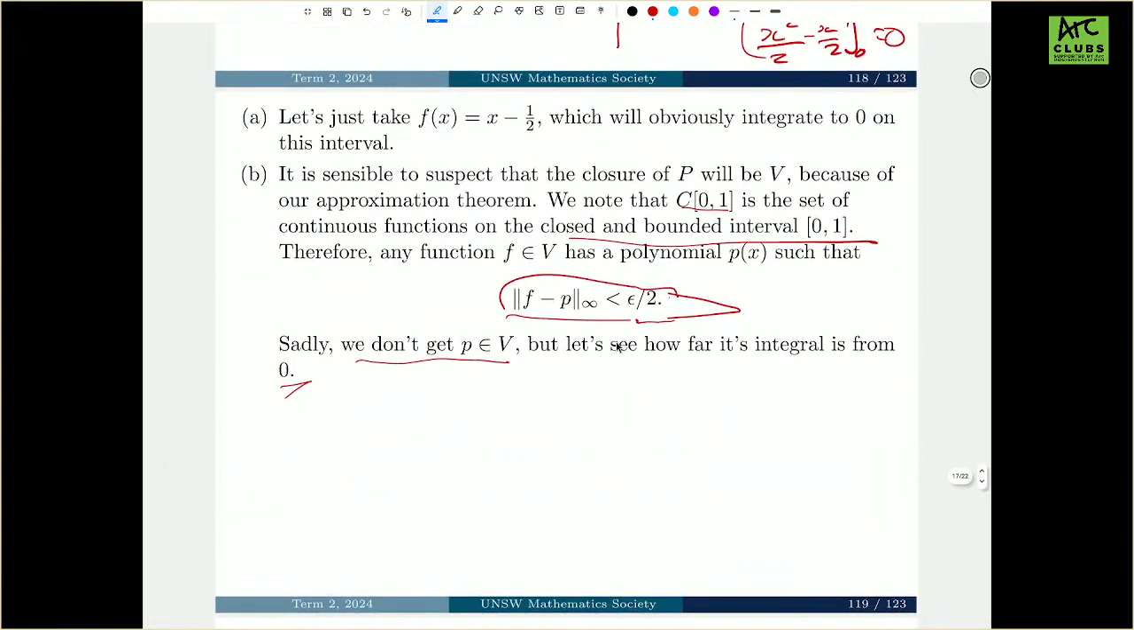So let's just integrate p from 0 to 1. I'll take the magnitude of that, actually: the integral from 0 to 1 of p(x) dx. To try to solve this, the only thing we know about it is how close it is to f, so might as well add and subtract f: the integral from 0 to 1 of (p(x) minus f(x)) dx plus the integral from 0 to 1 of f(x) dx. And then this thing is just going to cancel out, because we know f, by definition of being in V, integrates to 0.